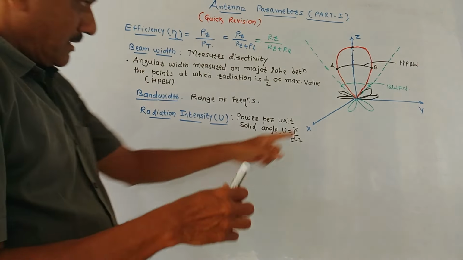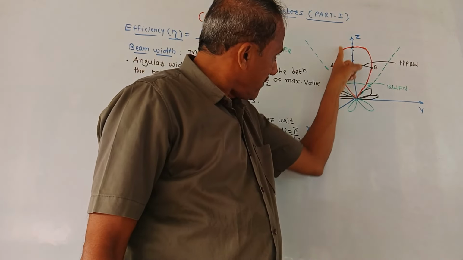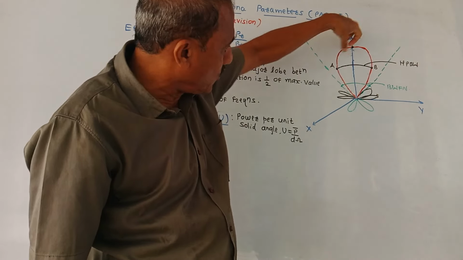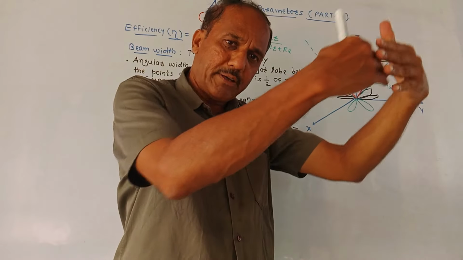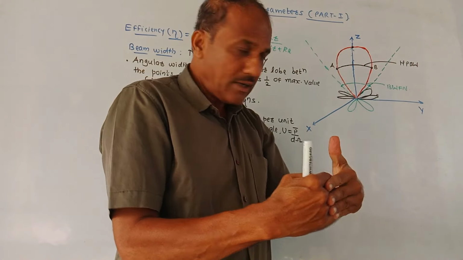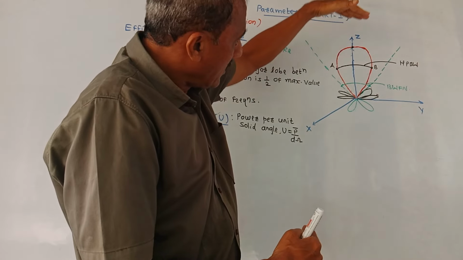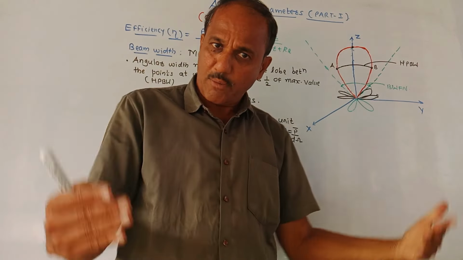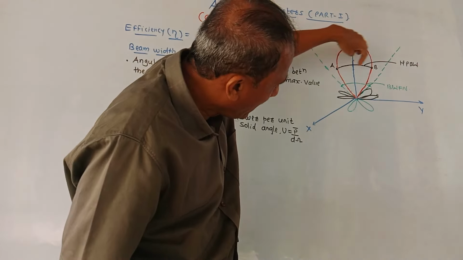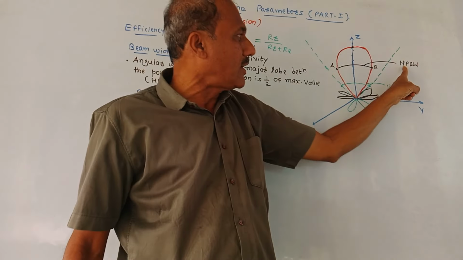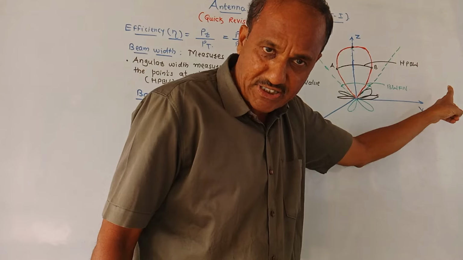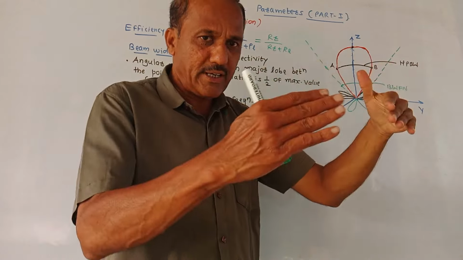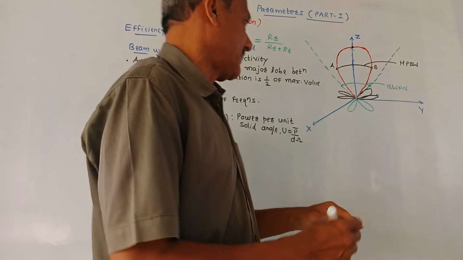Next is beam width. Again, refer to the same diagram. This is the major lobe. Let us say at this point you are getting maximum radiation. A and B are the 2 points at which you are getting 50% radiation, one half of the radiation compared to the maximum point. You can also say A and B are the 2 points at which the power is 3 dB down compared to the maximum power. If you measure the angular width between these 2 points, it is called half power beam width, because it is the angular width, so it is a beam width, and at these points A and B you are getting half of the power, so it is half power beam width.